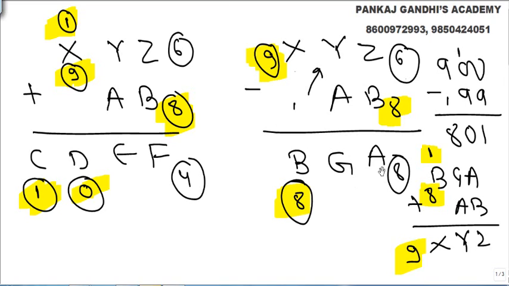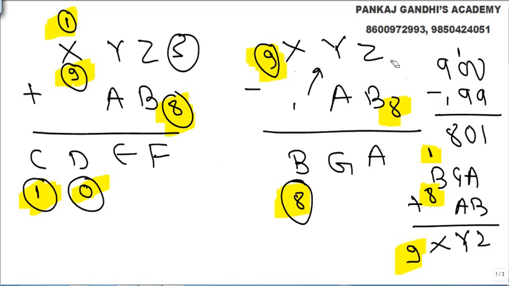Let's try Z as 6. If we take Z as 6, 6 and 8 is 14, and 16 minus 8 we get 8. So we get B as 8 and A as 8. It's not possible, both cannot be 8. So Z cannot be 6. We try Z as 5.